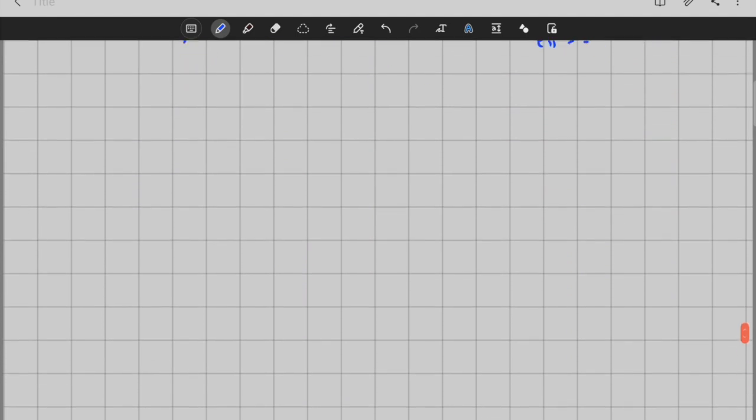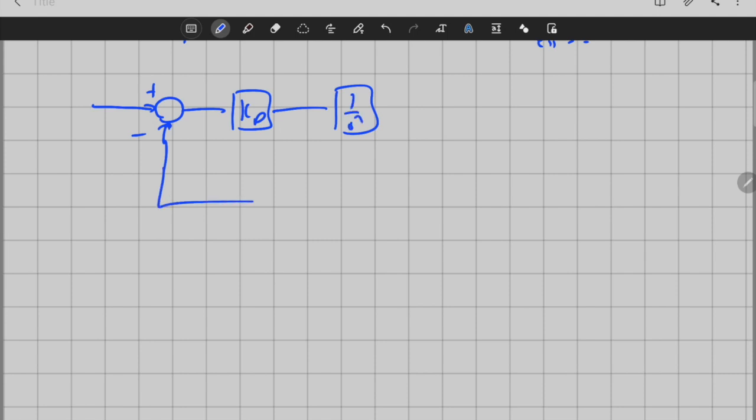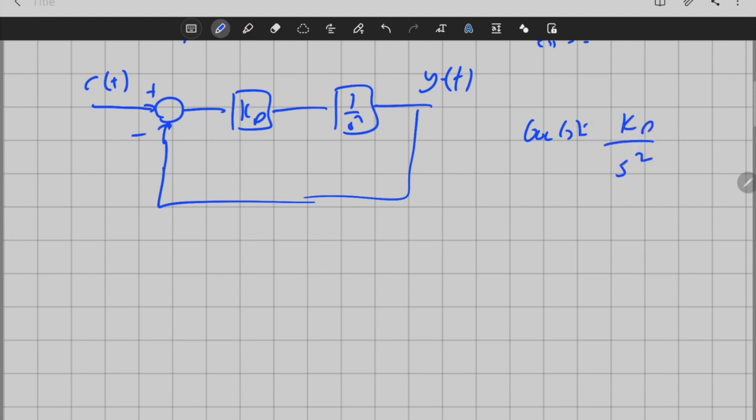So I have another transfer function. This is plus, this is minus, Kp, then 1 over S squared, and this is my output, Y of t, and here I have R of t. So what is the type of the system? G_OL(s) is equal to Kp divided by S squared. So the type of the system is 2. It's a type 2 system.